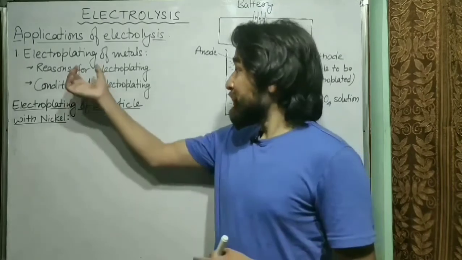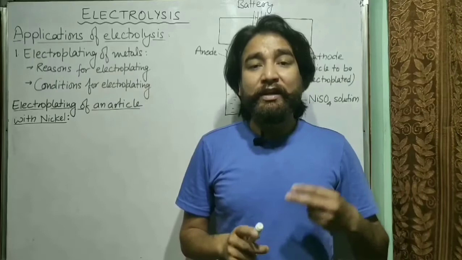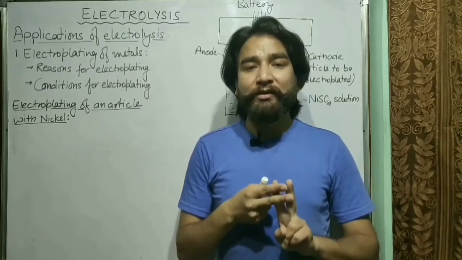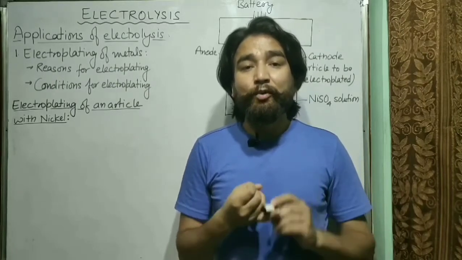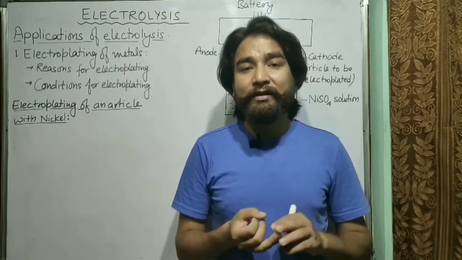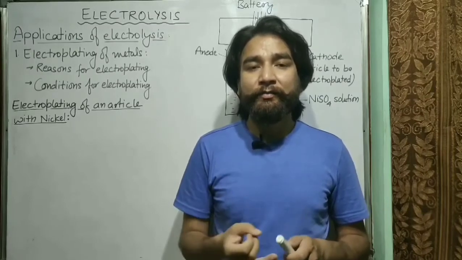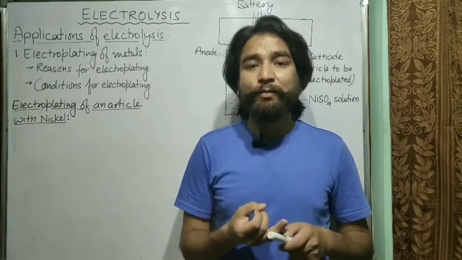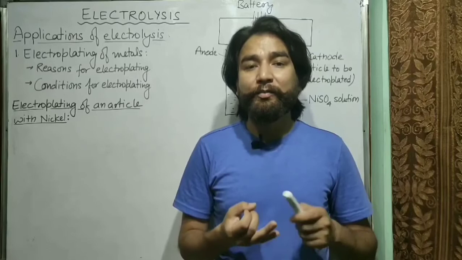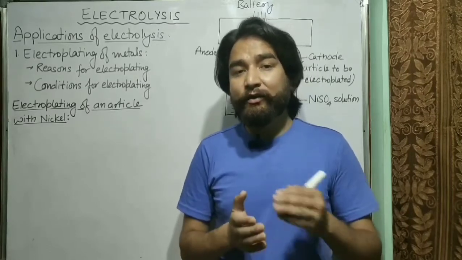Now the question is, why is electroplating done? What are the reasons for doing electroplating? So there are basically two most important reasons. The first is protection of a metal from rusting. There are so many metals which are not affected by corrosion, like nickel and chromium. So we can do the electroplating of nickel or chromium on the surface of iron to protect iron from corrosion.